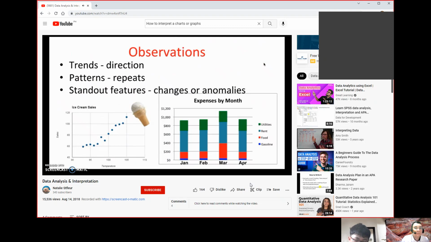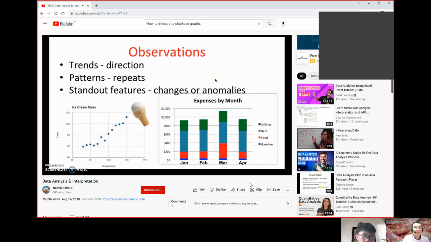The next thing we want to do, after we have grounded ourselves and identified key features, is to start looking for trends, patterns, and any standout features. We've already talked about trends and patterns. So in the case of the ice cream sales, the trend we found was as the temperature increases, the number of sales increase, and that's a trend. The pattern we found in the expenses by month is this person spent more money each month on rent than on any other expense. So that's the pattern.